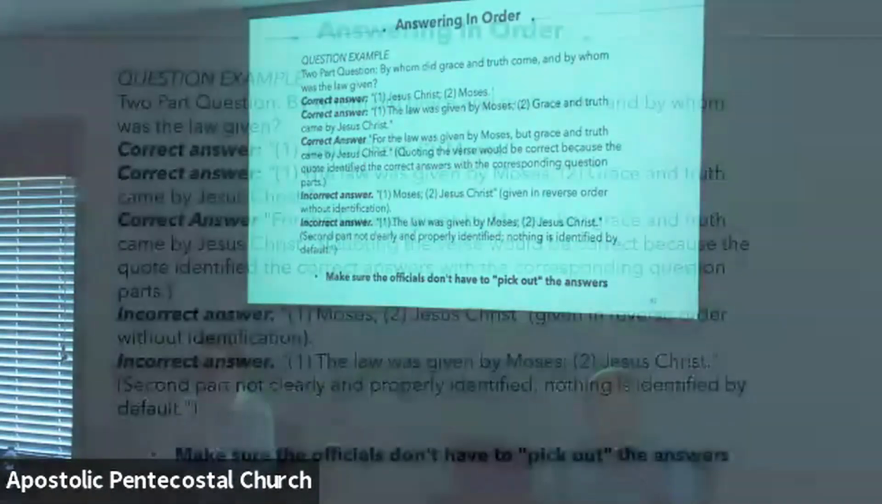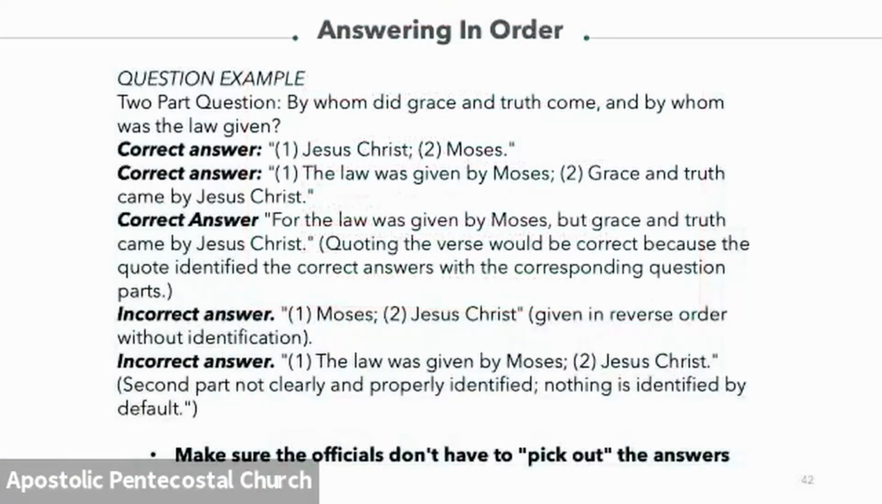Answering in order. This is huge. This is a good habit that we need to develop. And this is something that has to be developed in practice. You have to get used to this. So this is from the rule book. This is an example. Two-part question: By whom did grace and truth come, and by whom was the law given? Jesus Christ, Moses. That is correct because they answered it in order.